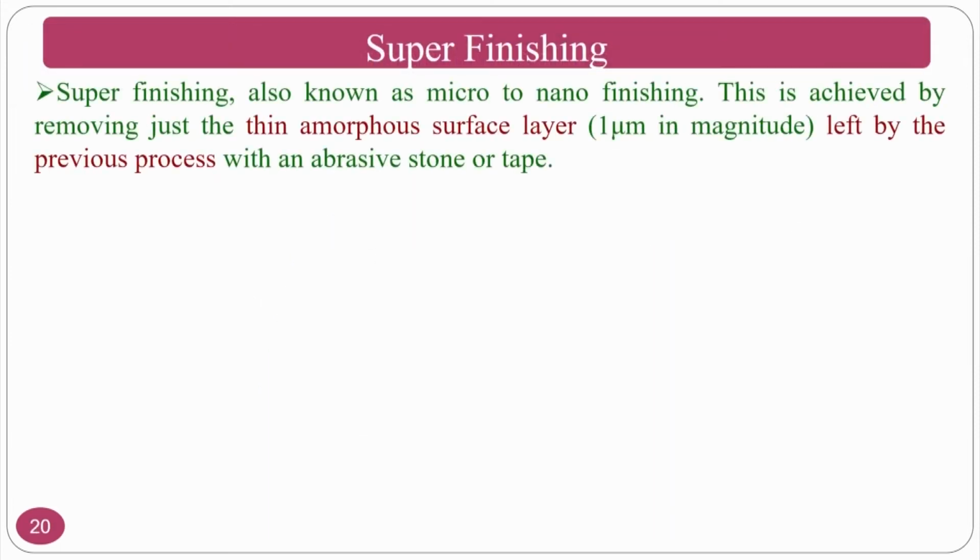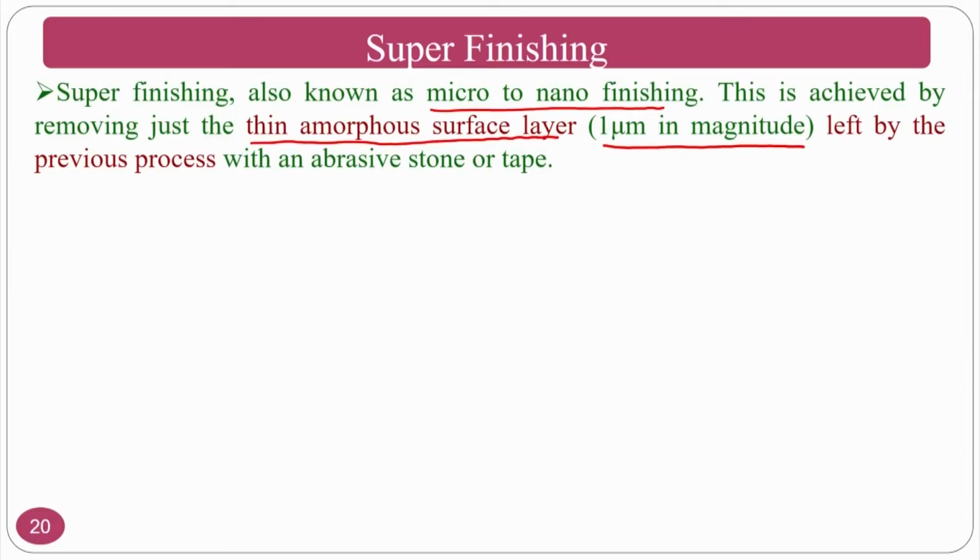So super finishing is also known as micro nano finishing. This is achieved by removing just a thin amorphous layer, about 1 micron in magnitude, left by the previous process. If I want to use the super finishing process, I am going to use the previous process, like grinding, or I am going to use the hard turning process. Then I am going to do this finishing process, and then you can achieve the surface. That means whatever layers are left by the previous processes can be removed by the super finishing operation.